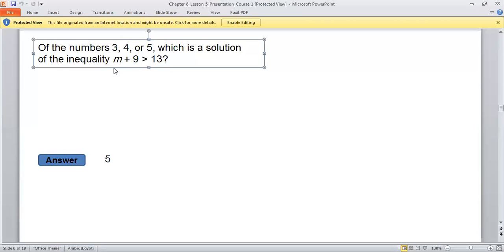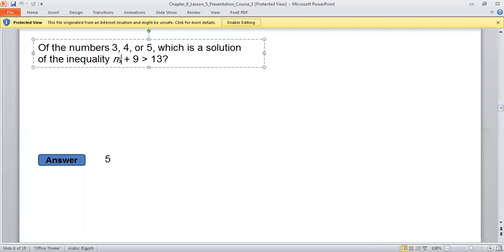You replace M with 5. Look, Khalid, you put 5 plus 9. I will remove this M and put 5. So the blue M here, I will remove it and put 5. Khalid, 5 plus 9 equals what? 5 plus 9 equals 14. Excellent, it's equal to 14.